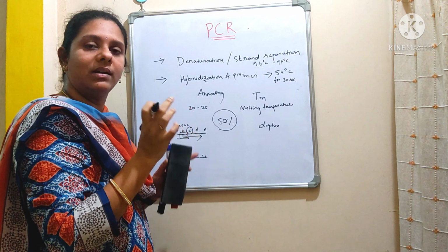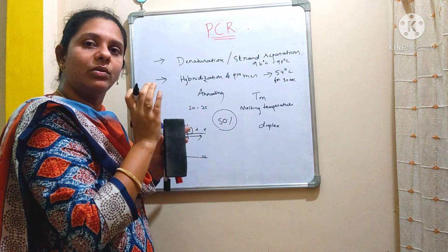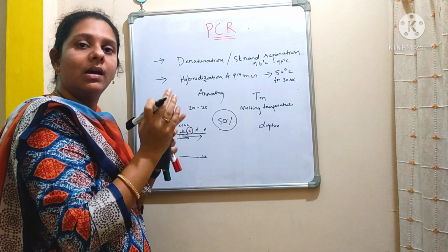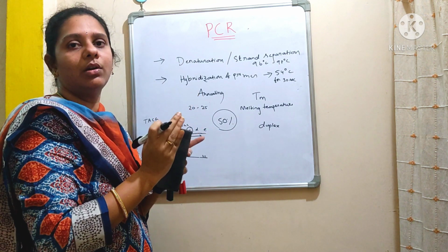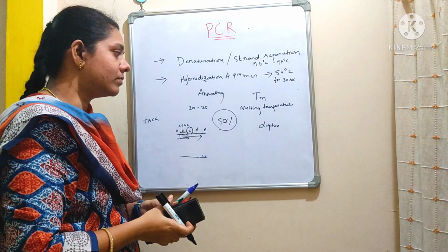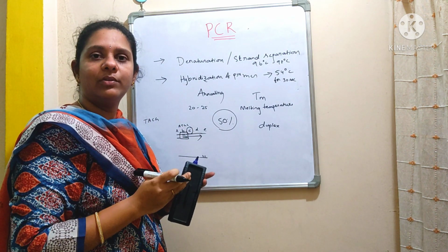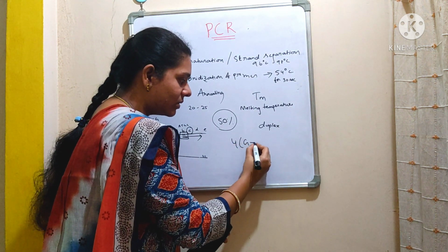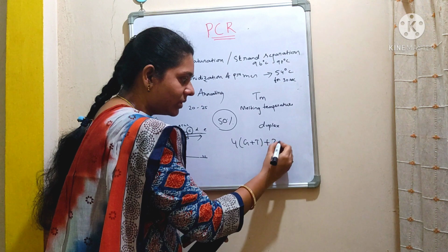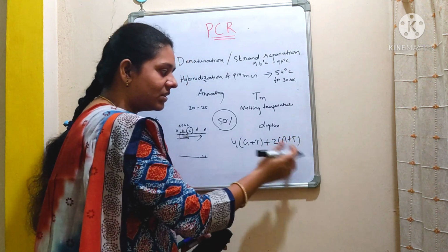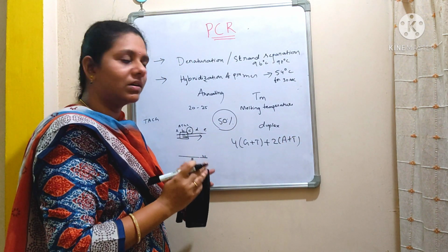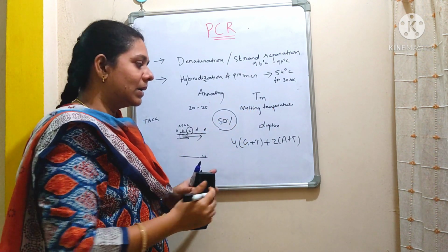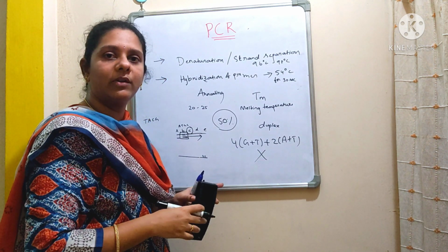If we are especially interested in a certain gene, we need to know the sequence of the flanking regions that are present adjacent to the gene of interest. Some people said that the Tm value can be calculated with a simple equation of 4 into G plus C plus 2 into A plus T. Generally this formula can be used to calculate the melting temperature of a primer when we design a primer. But I don't think this is an appropriate formula.